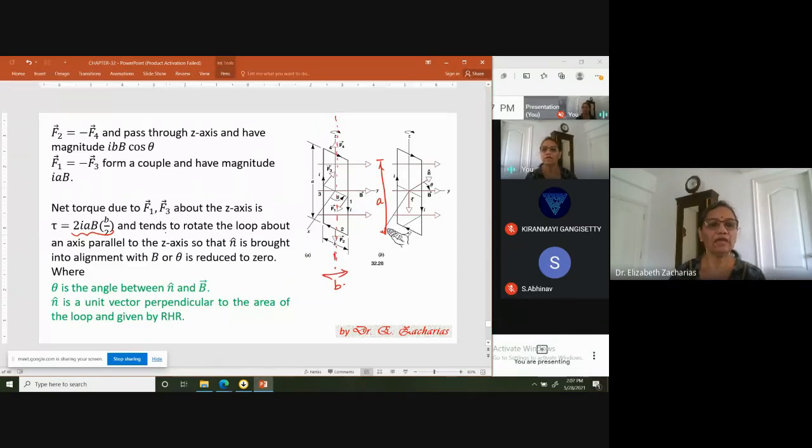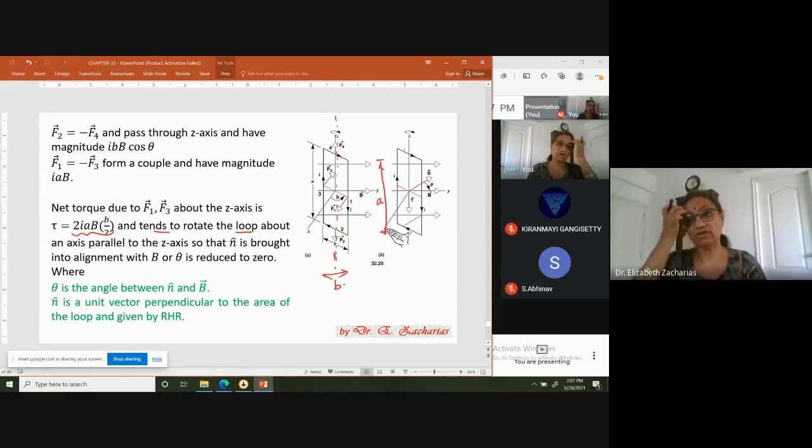And why will it rotate this loop? It will rotate the loop so that the plane of the loop becomes perpendicular to the magnetic field. If I have my north and south like this, then the face of the loop should look at the north pole. Then there will be no torque. So it just attempts to turn it.